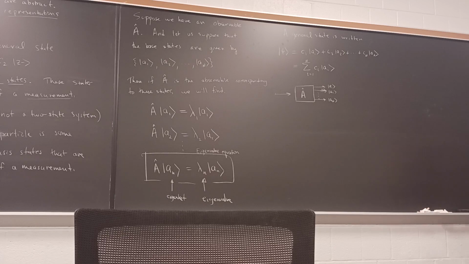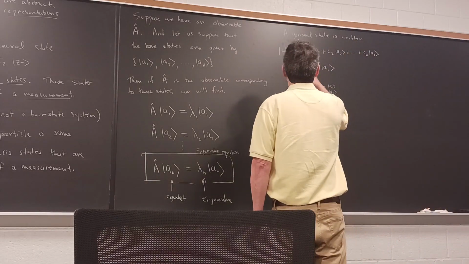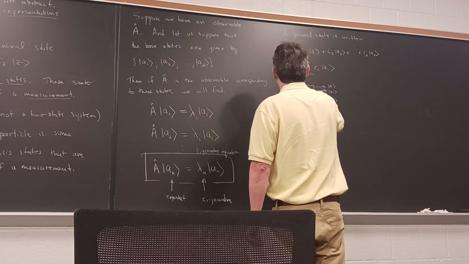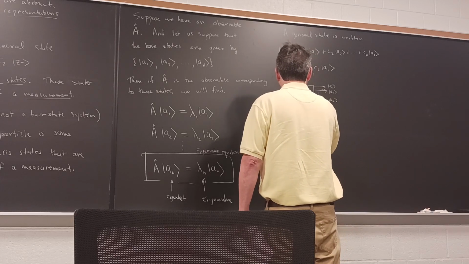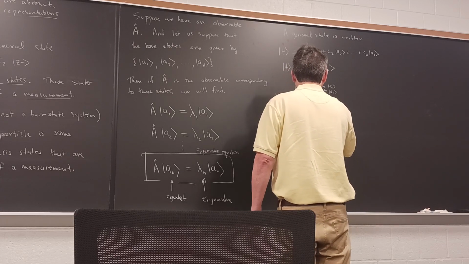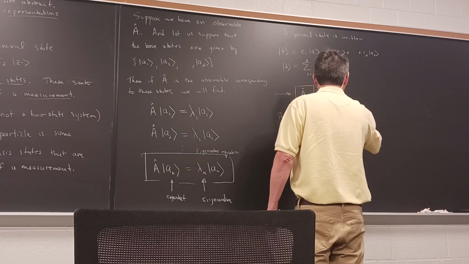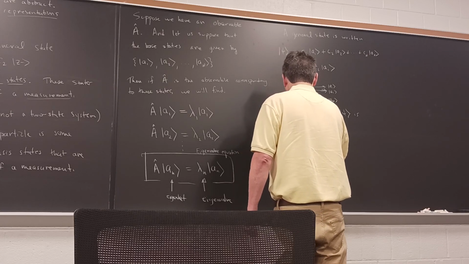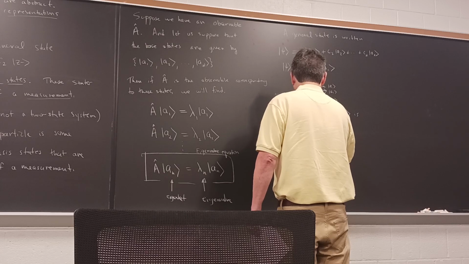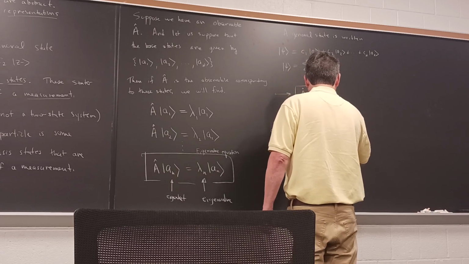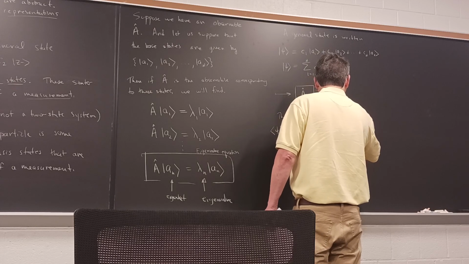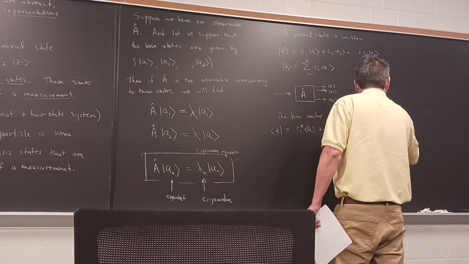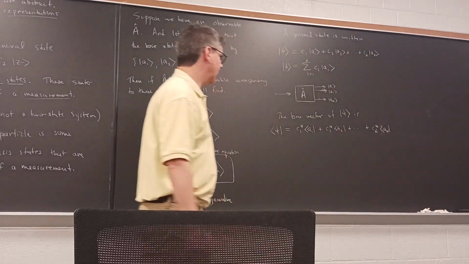Okay. So now, if this is the way we write the ket, let's go ahead and write the corresponding bra. The bra vector is going to be C1 star A1 plus C2 star A2, and so on.